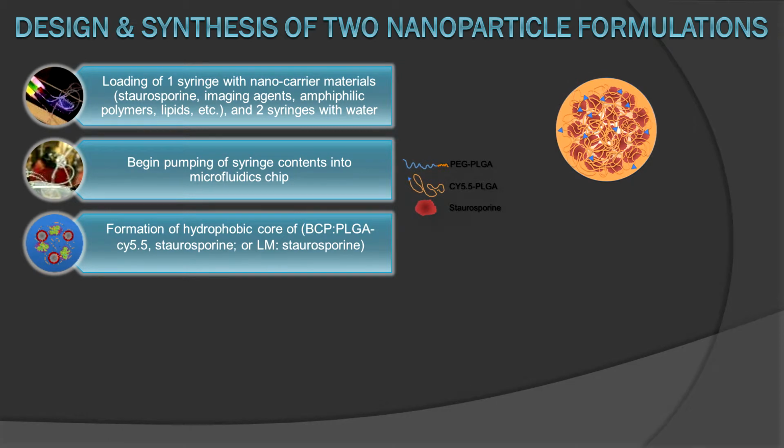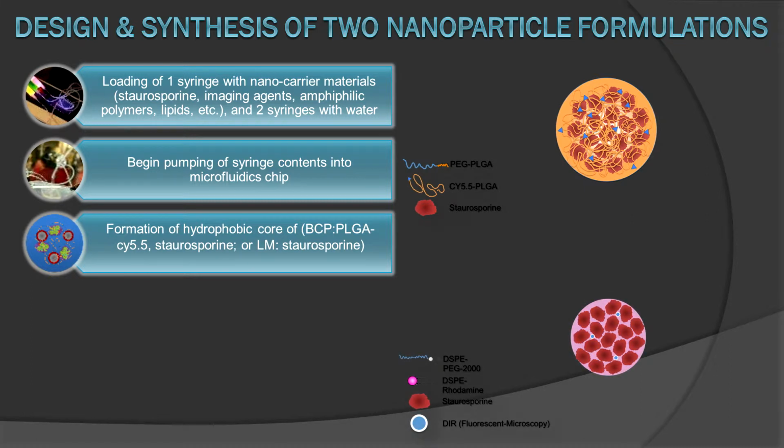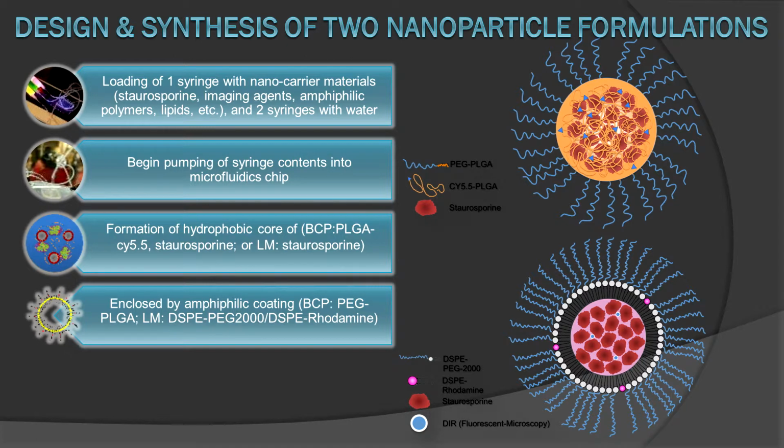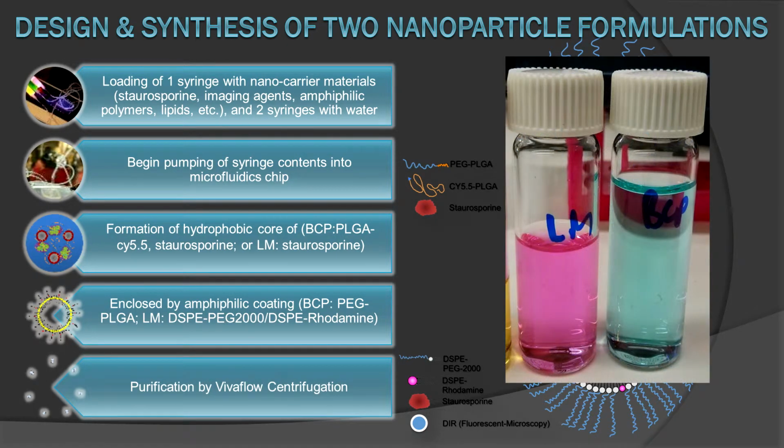So the first thing that happens is there's the formation of the hydrophobic core. Now the block copolymer has amphiphilic block copolymer materials, which is the more modern and new approach to nanomedicine. And for the lipid micelle formulation, it's simply phospholipids as well as the staurosporine within. Then these nanoparticles are wrapped by either the block copolymer, which is the PEG and block copolymer amphiphilic coating, or the phospholipid coating. The last step is purification by Vivaflow centrifugation, and when these nanoparticles come out of the output of the chip, since they've been introduced to so much water, they're very dilute. So then we have to centrifuge them in order to get all of the liquid out, as well as introducing new types of liquid depending on what we want to suspend the nanoparticles in.